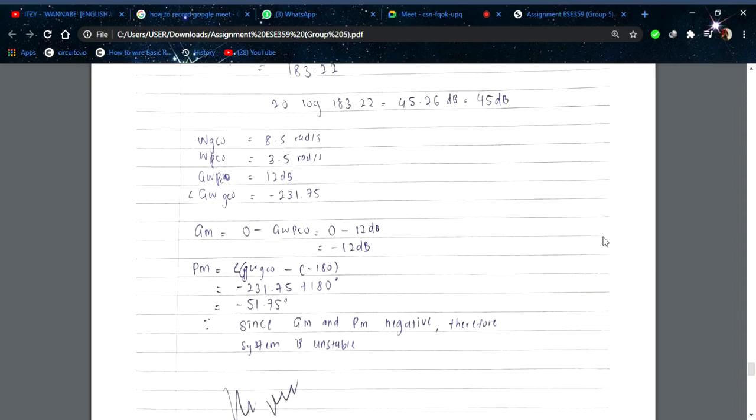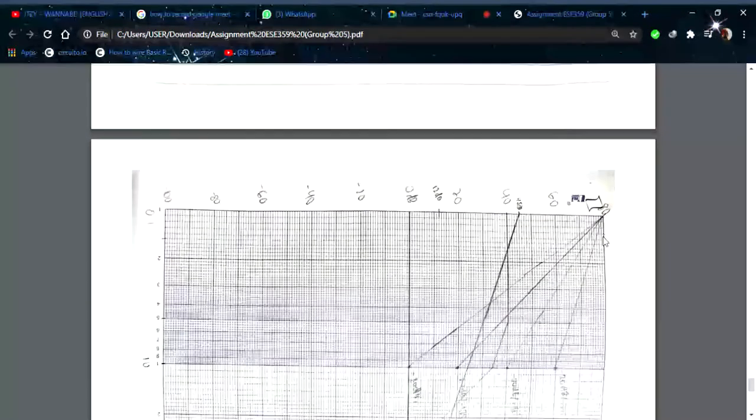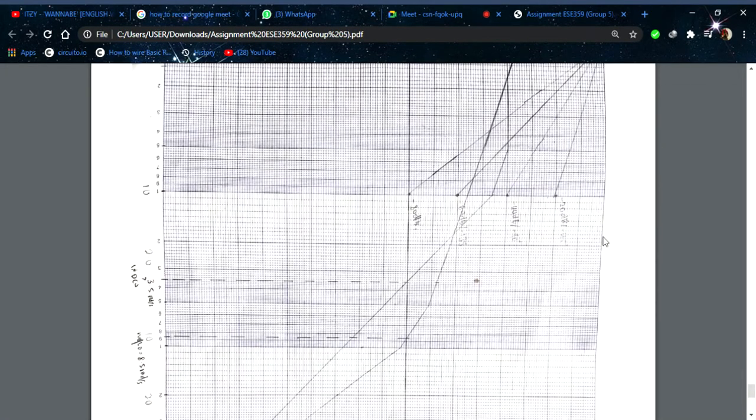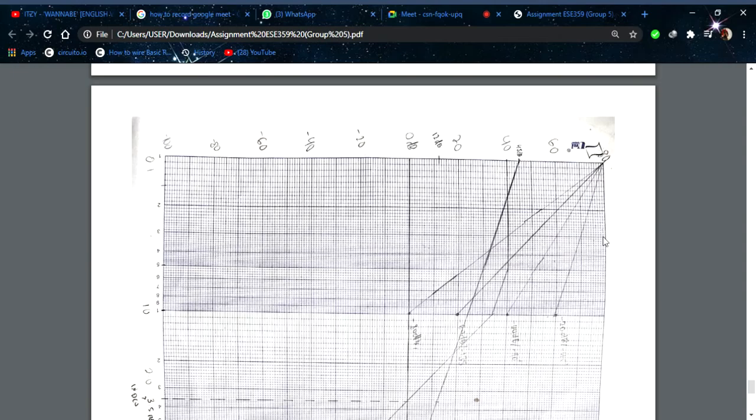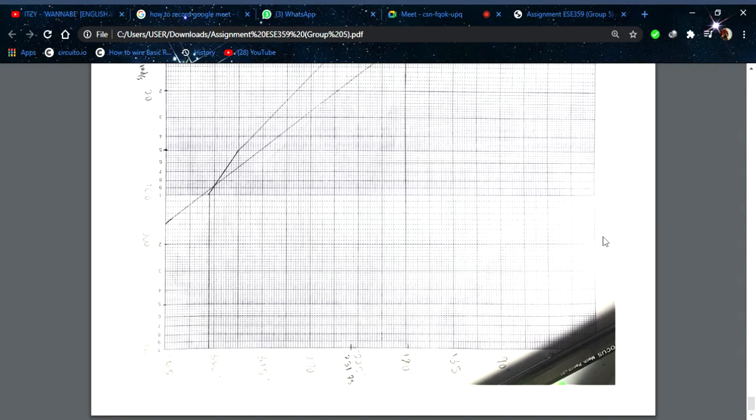And for the graph you need semi-log graph paper and two rulers. So the graph has magnitude and phase. On the left hand side is the magnitude and the right hand side is the phase.